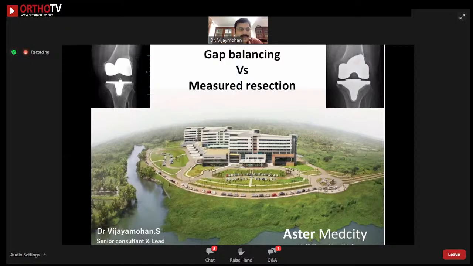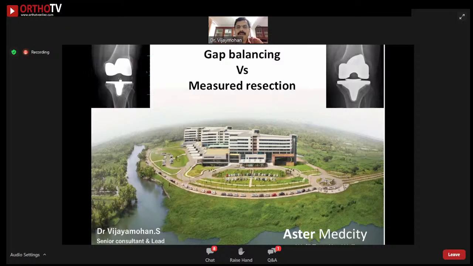Essentially, you are converting a round-on-round normal knee to a convex-on-concave abnormal knee, that's the artificial knee. So how to achieve that, whichever you have planned on paper, how to achieve that in real is the question. There are basically two ways of doing it: one is gap balancing and the other is measured resection. I'm sure the differentiation between these two is getting narrower now. And with the new technologies like computer navigation and robotics, I think a new set of things will be defined soon.